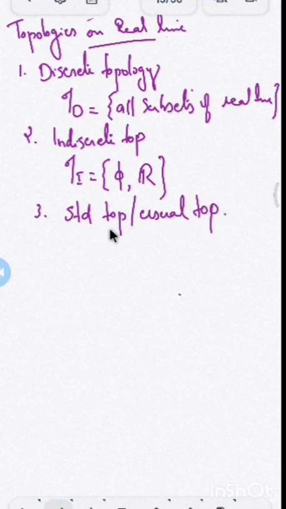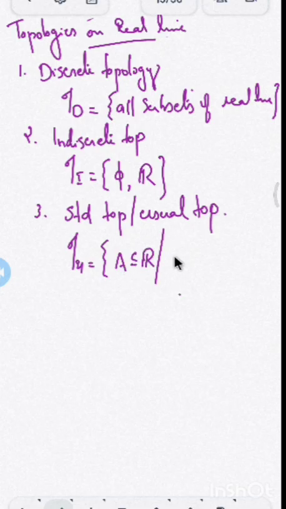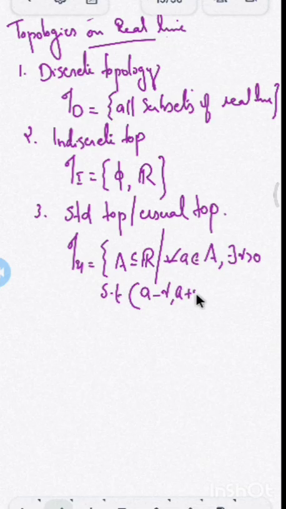The usual topology on the real line is denoted by tau u. And what is tau u? It is the collection of all subsets A of the real line with the property that for every a in capital A, there exists some r greater than 0, a positive real number, such that the interval of the form (a minus r, a plus r) is fully contained in A itself. When a subset satisfies this property, it belongs to this collection tau u.